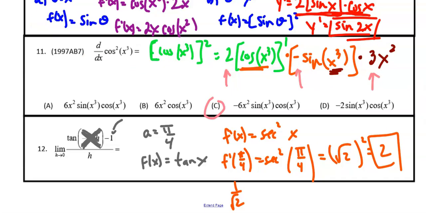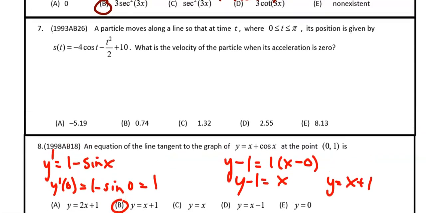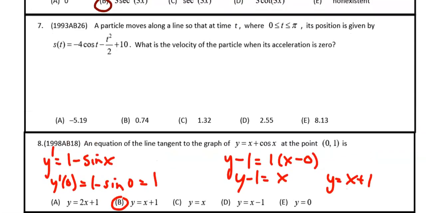Okay, so now we're going to go up to this fun calculator question. It says question number 7. Again, it's particle motion. You've seen this before, but you haven't seen it quite like this one. So this is definitely a calculator question. And it says a particle moves along a line so that at time t, where we're in the interval from 0 to pi, the position is given by -4 cosine of t minus 1/2 t squared plus 10. What is the velocity of the particle, so the derivative of this, when the acceleration is equal to 0?